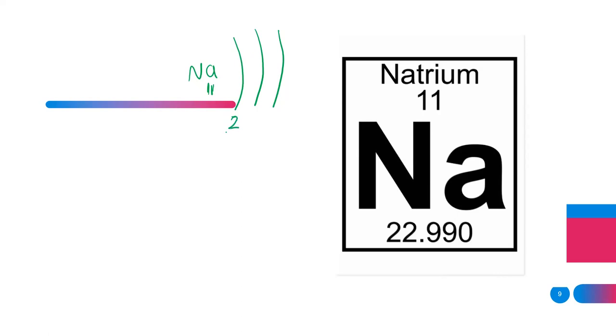It will be 2. Okay, so Farah, complete. You said 2, what? 8. 2 plus 8 is 10, and they are 11. So 10, 1. Yes, very good. So I have 2, 8, 1. I made the configuration here. So what would be the valency for sodium?